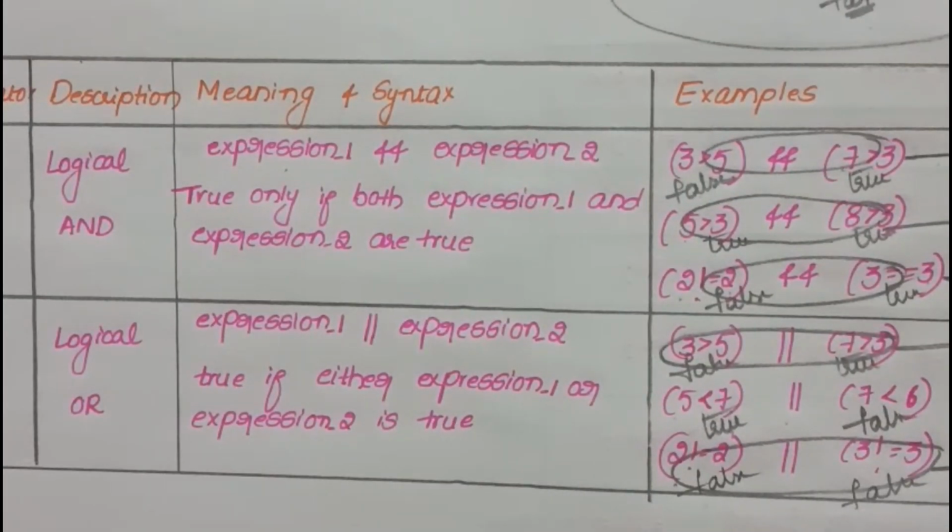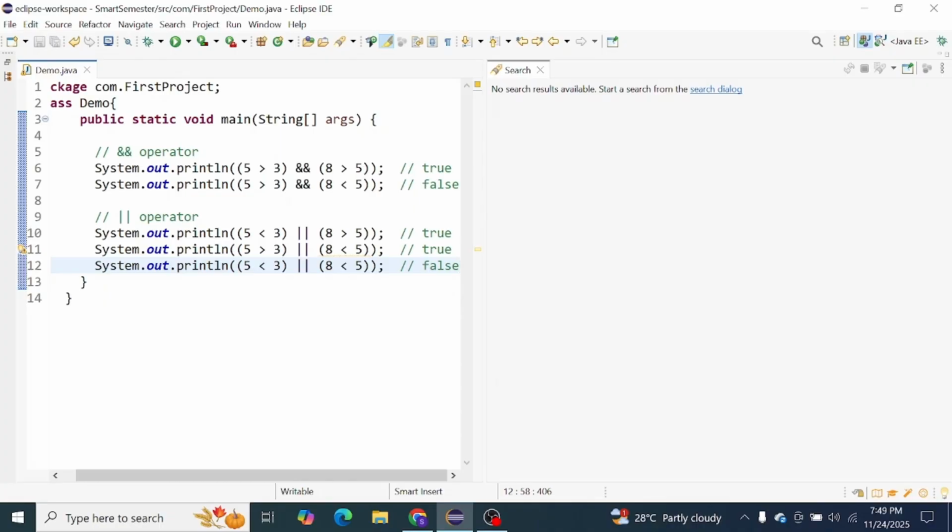Let's see a program that illustrates these logical operators in detail. This small program illustrates the usage of two logical operators, logical and and logical or. Here we are comparing 5 greater than 3, logical and 8 greater than 5. Since we are using logical and, it expects both of the expressions to be true. 5 greater than 3, it is true. 8 greater than 5, it is true.